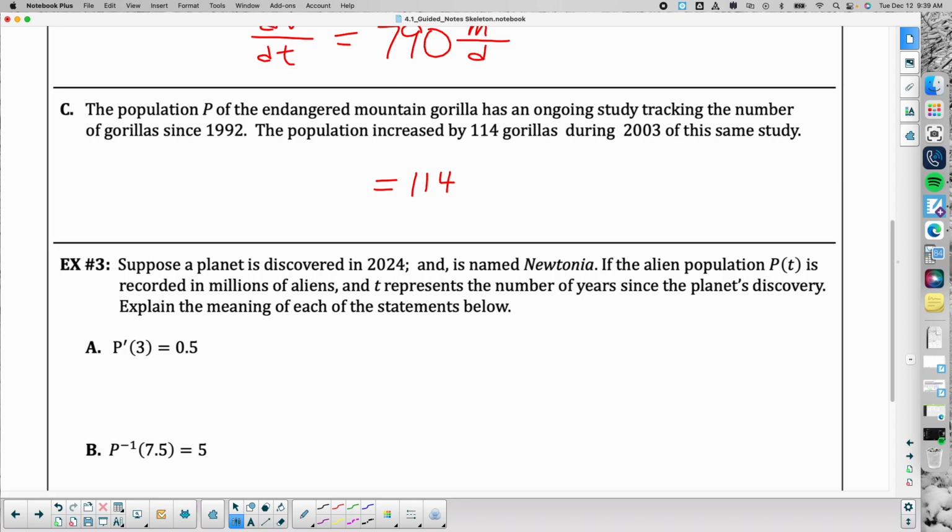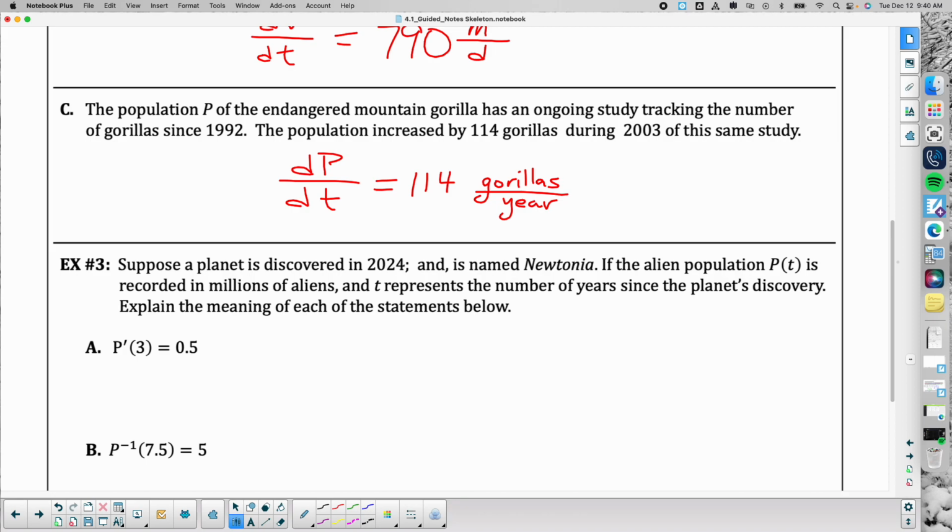This was not a very good sentence. It doesn't really tell you it's years, but it infers it when it talks about during 2003. So, the change in population, if you wanted to say gorillas, sure. Change in time. Sure.